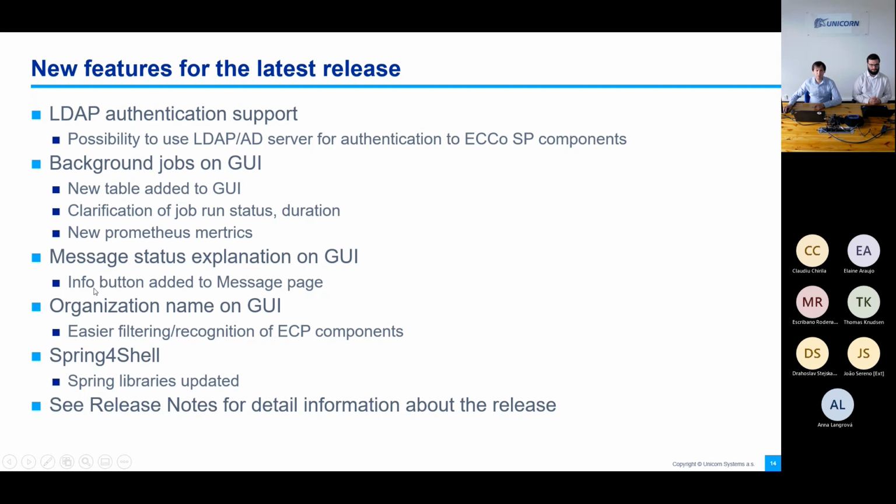And on the list of the components, there is easier filtering, as it is possible to filter the components based on organization name. In the latest release, we have also mitigated the Spring4Shell vulnerability by a Spring Libraries upgrade. And there are several more improvements and fixes. For detailed information about the release and the scope, please see the release notes.